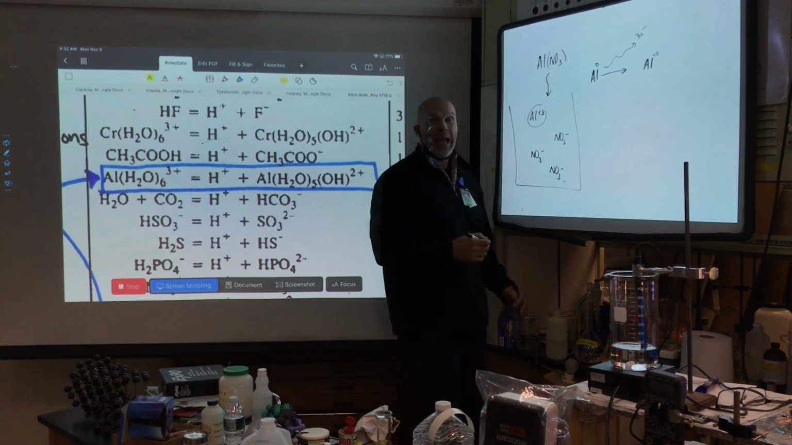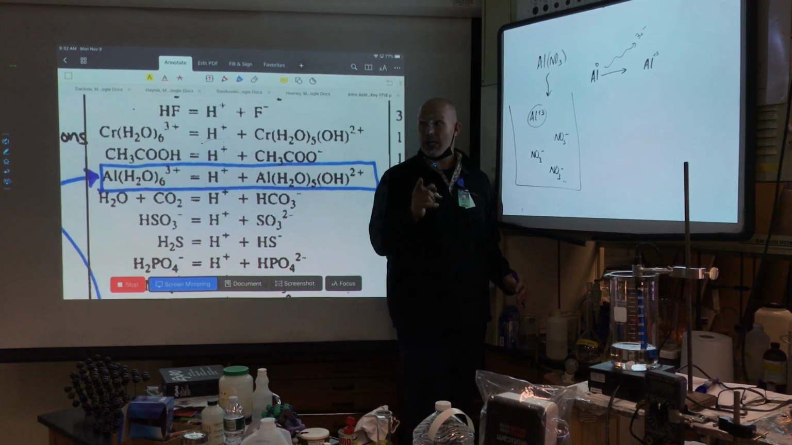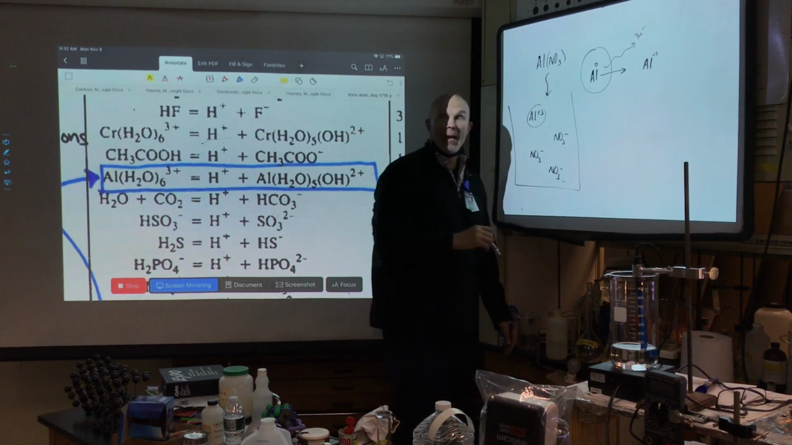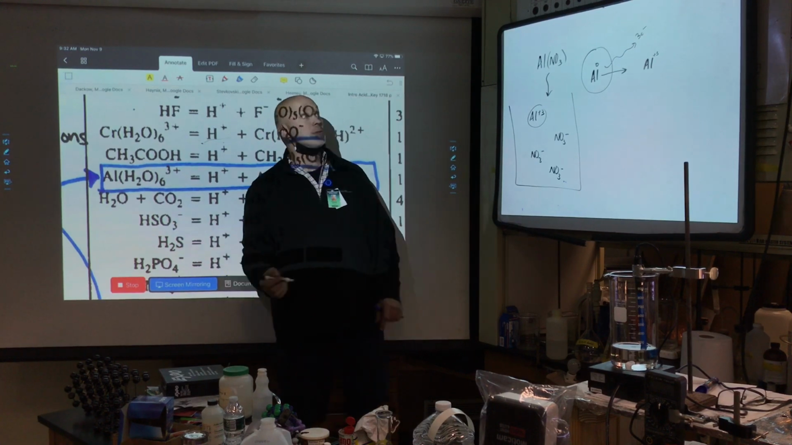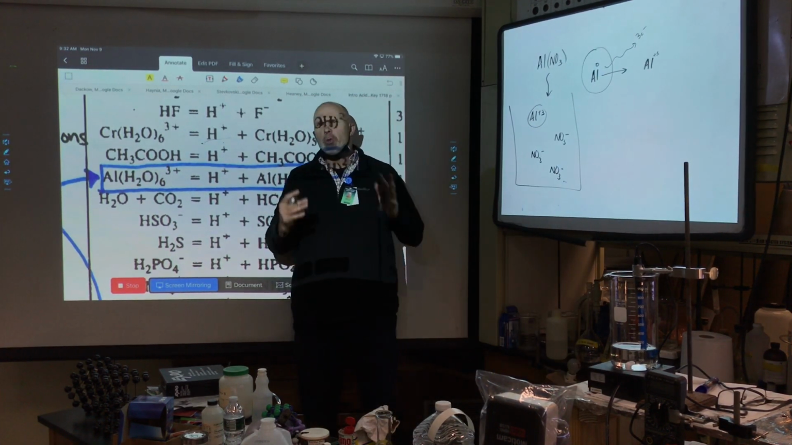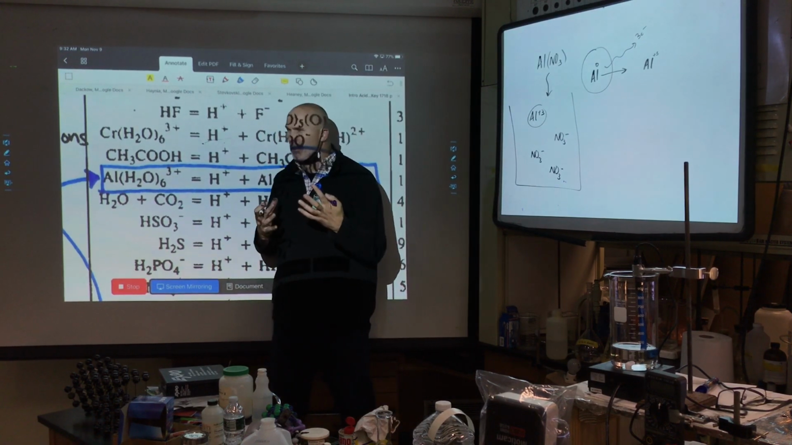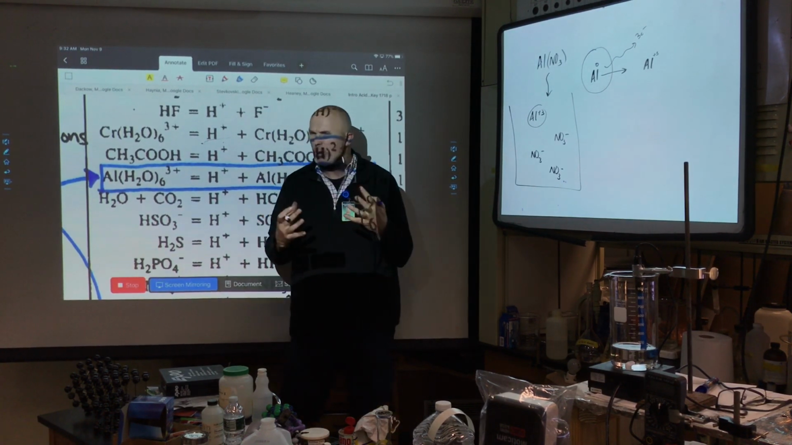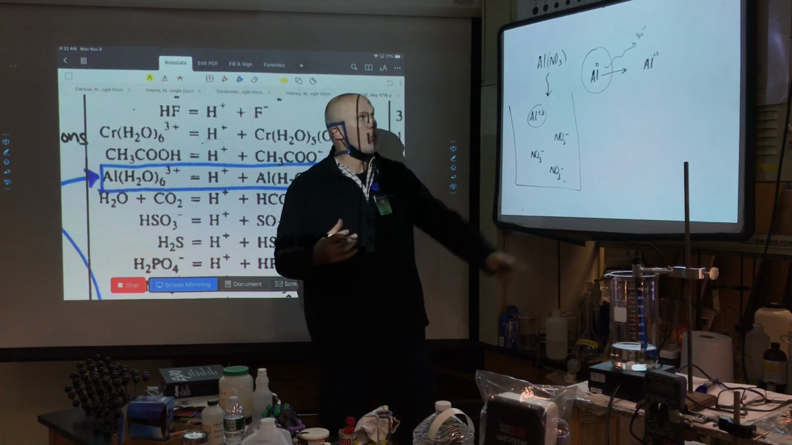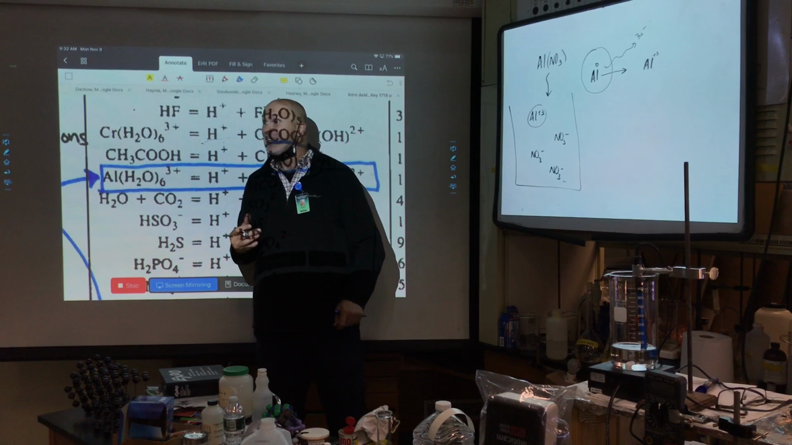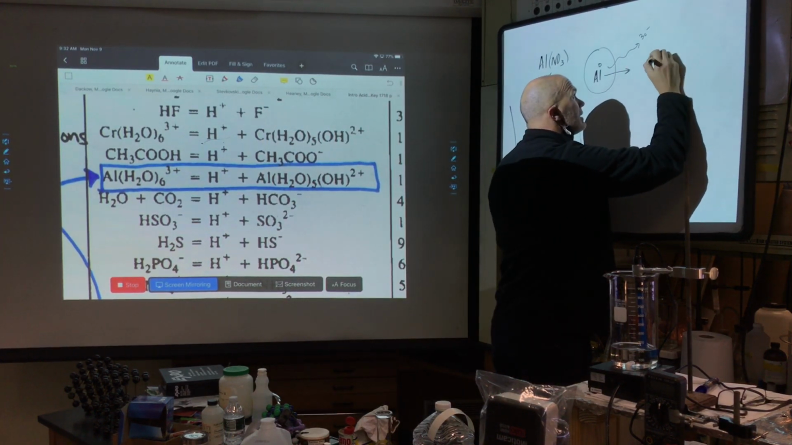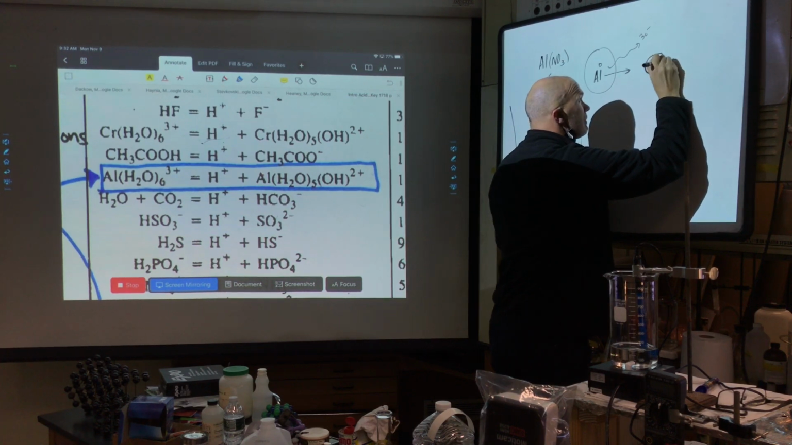Now, what happens to the size, the radius of the ion? Here's the atom. It's a big element because it's a metal. Metals are big. But when you lose an electron, don't the protons outnumber the electrons? So when you lose an electron, what happens to your size? You get smaller. If you lose 3, what do you think you get? Even smaller.